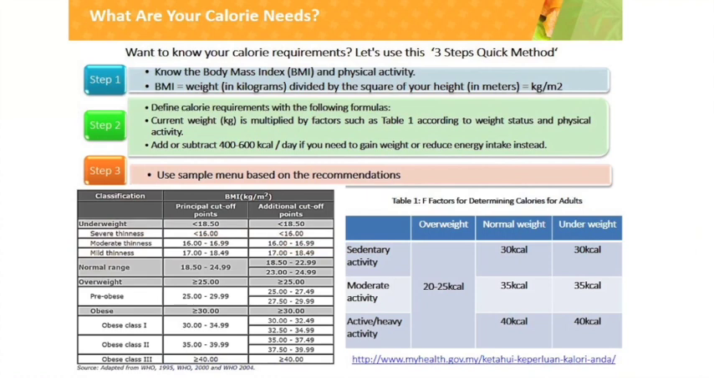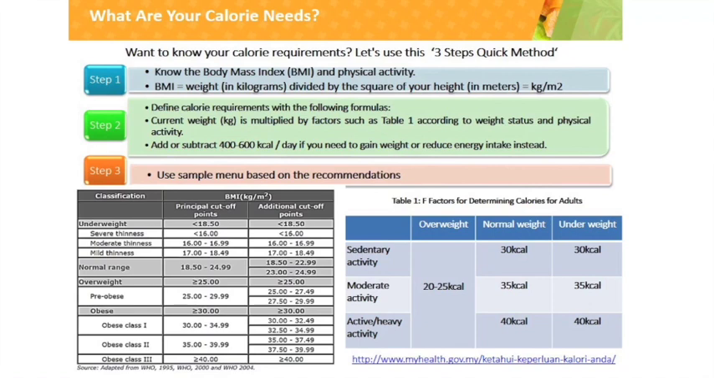The first step is knowing your body mass index or BMI and your physical activity. BMI is calculated by using a simple formula: weight, in kilograms, divided by the square of your height, in meters. After obtaining the value of BMI, you can refer to the BMI classification table below to know your weight status, whether you are underweight, normal weight or overweight. BMI for underweight is below 18.5, normal weight is between 18.5 and 24.99 and overweight is BMI above 25.